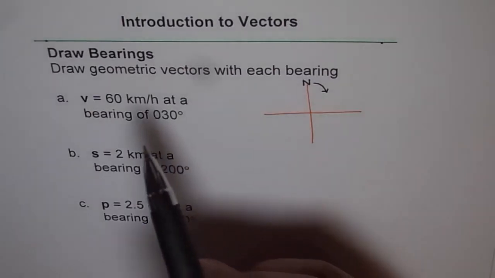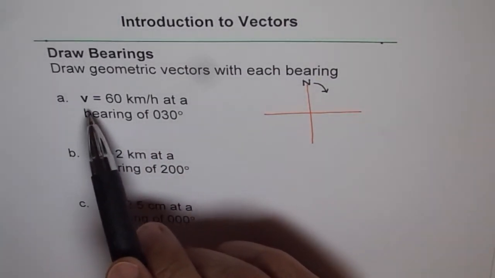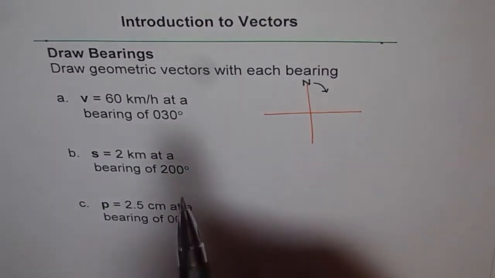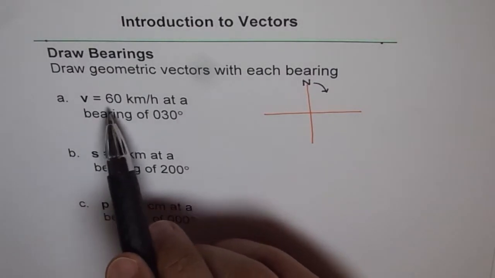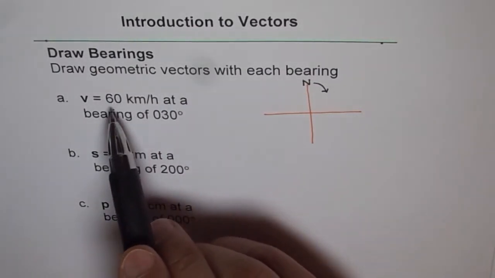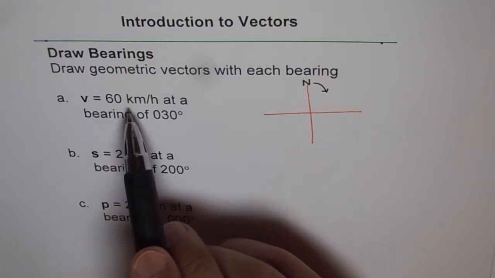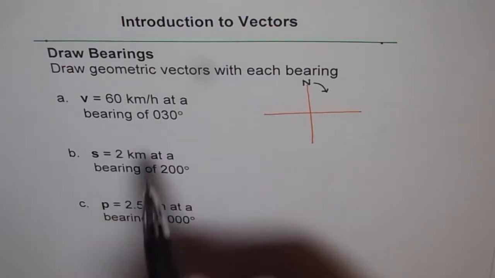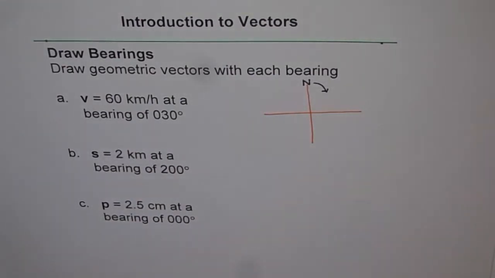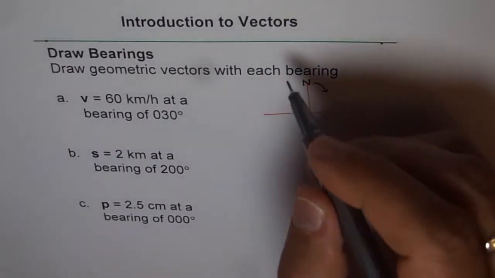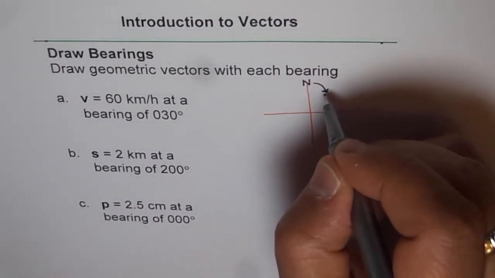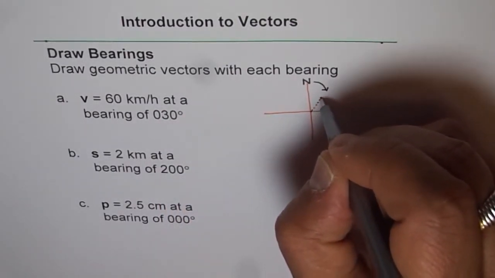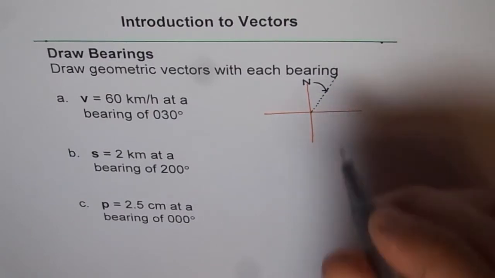First one. It says, let's say velocity of 60 kilometers per hour at a bearing of 030 degrees. That means that the length of the geometric vector should represent the magnitude 60 kilometers per hour, and the arrow should be pointing at a bearing of 30 degrees. So when we say a bearing of 30 degrees, we really mean that the angle it makes with the north is 30 degrees, right? 030. So let's say this is my 30 degrees angle. So it is this direction.